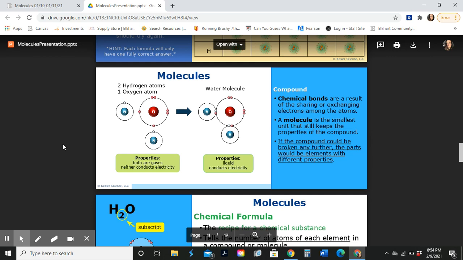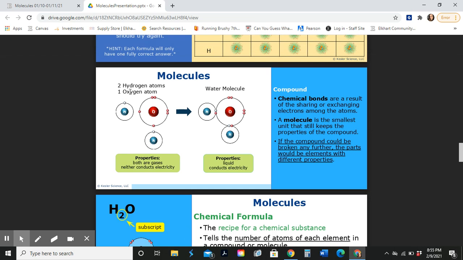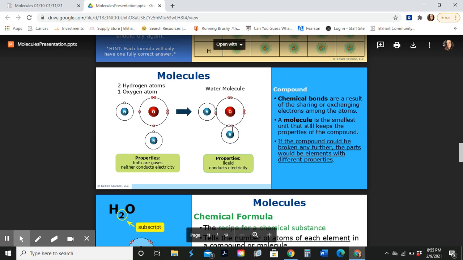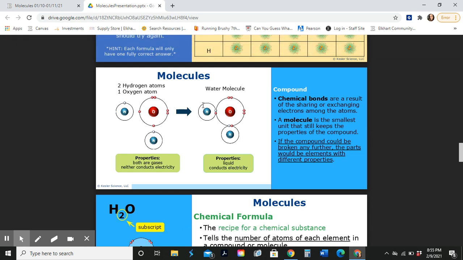A compound is chemical bonds that are a result of sharing or exchanging electrons among atoms. A molecule is the smallest unit that keeps the properties of the compound. If the compound could be broken any further, these parts would be elements with different properties. So right here you have 2 hydrogen atoms and 1 oxygen atom and 1 water. And when they come together, you have H2O, meaning 2 hydrogen, 1 oxygen to make water.